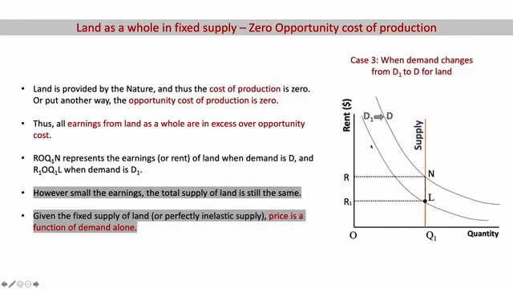The earning for some user who has demand D1 is the rectangle R1OQ1L, and the earning for someone who has a demand for land represented on curve D would be ROQ1N, the bigger rectangle. Now, why would people demand land? They would demand land only when they can use it for an economic purpose. Otherwise, they would not. When we say economic purpose, it could well be for their consumption.